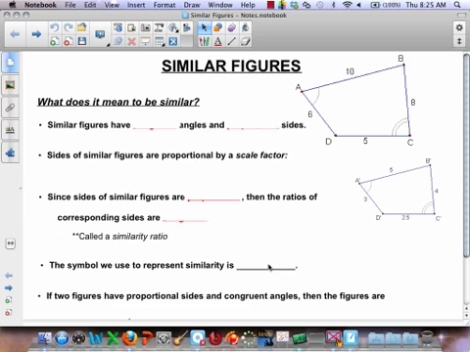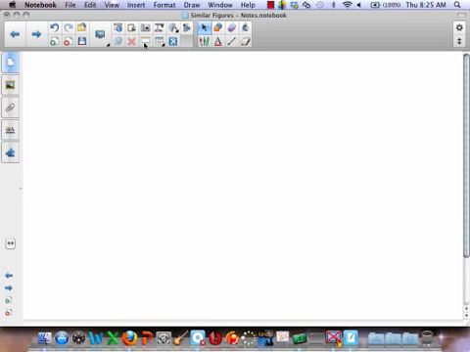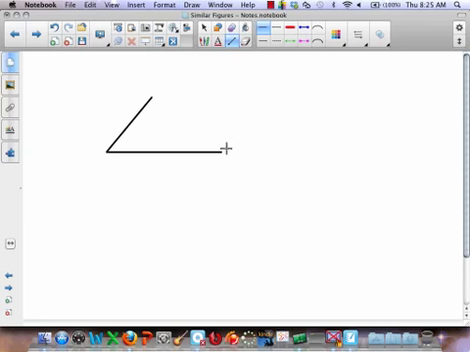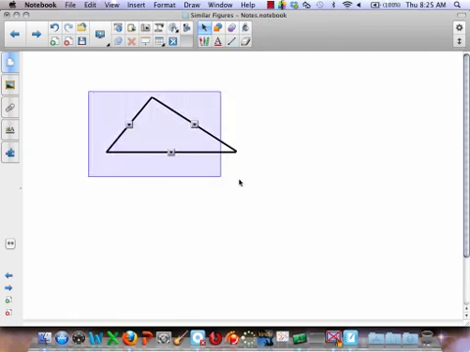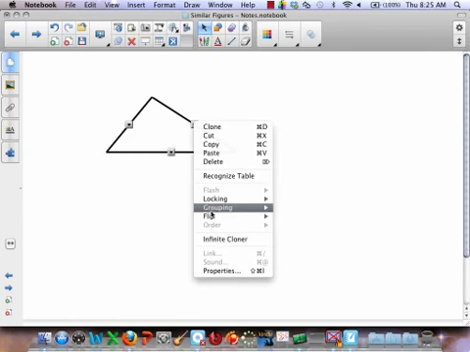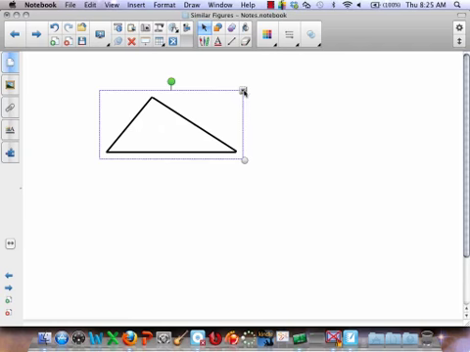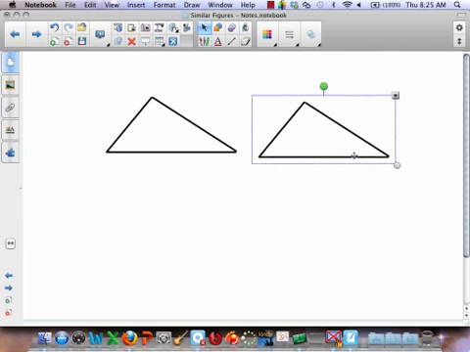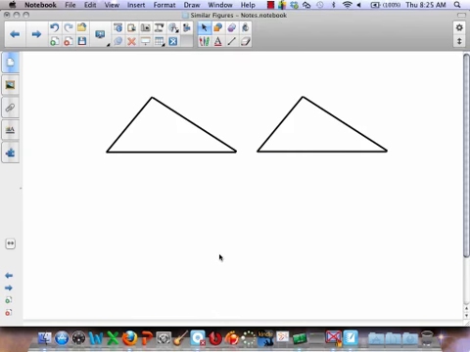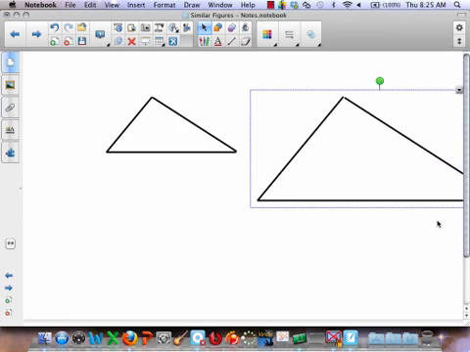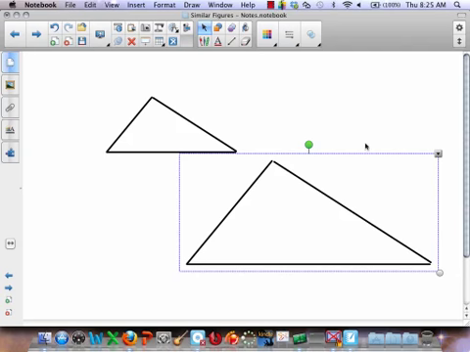So we talk about similar figures. The best way I could probably model this for you is, here's the triangle. And then let me clone this triangle. Are these two triangles congruent? Yeah. All their corresponding angles match up, corresponding sides match up. But what if I took this triangle and made it bigger? Are they congruent? No, but they're similar.